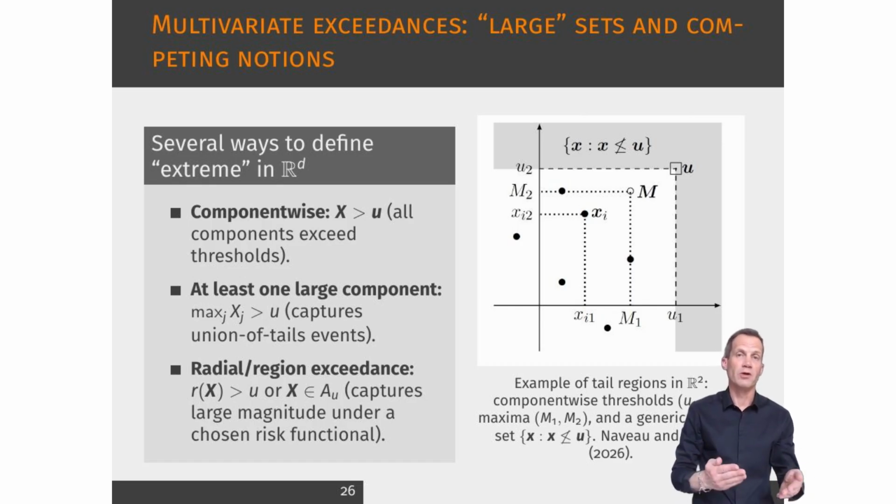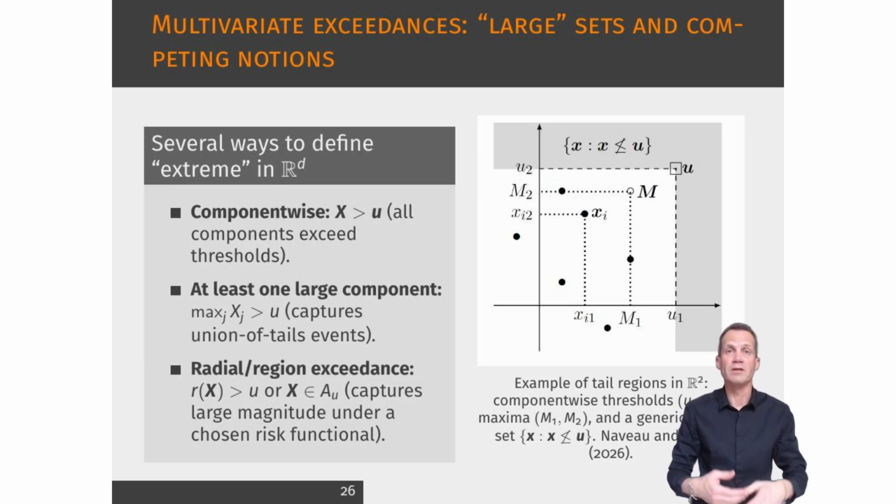The third notion is radial or region-based. An observation is extreme when a chosen risk functional is large or when it belongs to a specific tail region. The figure on the right illustrates these competing definitions in 2 dimensions. The thresholds define a rectangle, the gray region corresponds to a generic extreme set, and the plotted points show how different definitions select different observations as extreme.